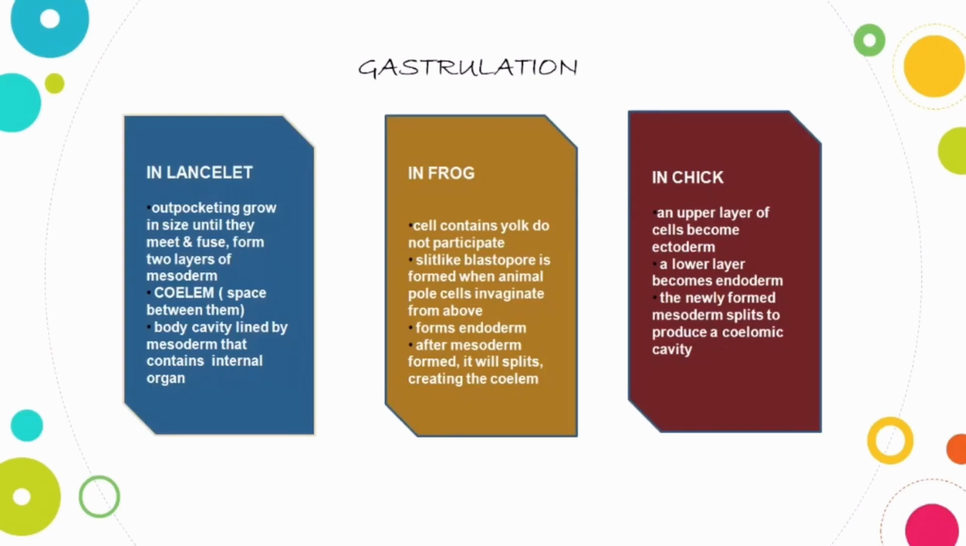For chick, an upper layer of cells becomes ectoderm, and a lower layer becomes endoderm. Mesoderm arises by an invagination of cells along the edges of a longitudinal furrow in the midline of the embryo. Because of its appearance, this furrow is called the primitive streak. Later, the newly formed mesoderm splits to produce a coelomic cavity.